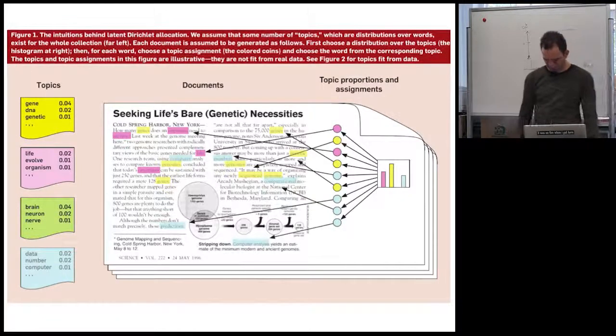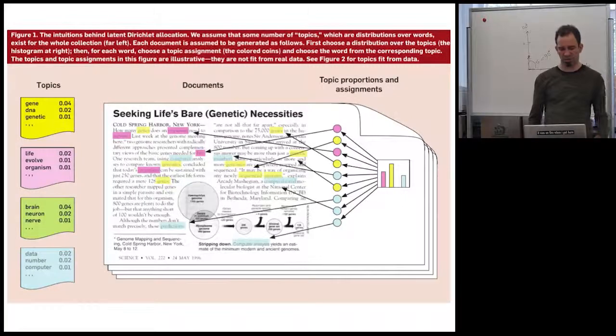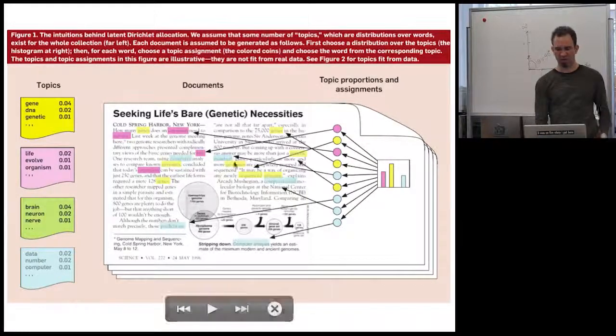I gave you an article in your readings on how this works. It discusses it in more detail. The point of the algorithm is to take the words in each document and turn them into a set of topics for each document and a set of words for each topic. This is just another picture of the same thing. These are the different topics in this document.